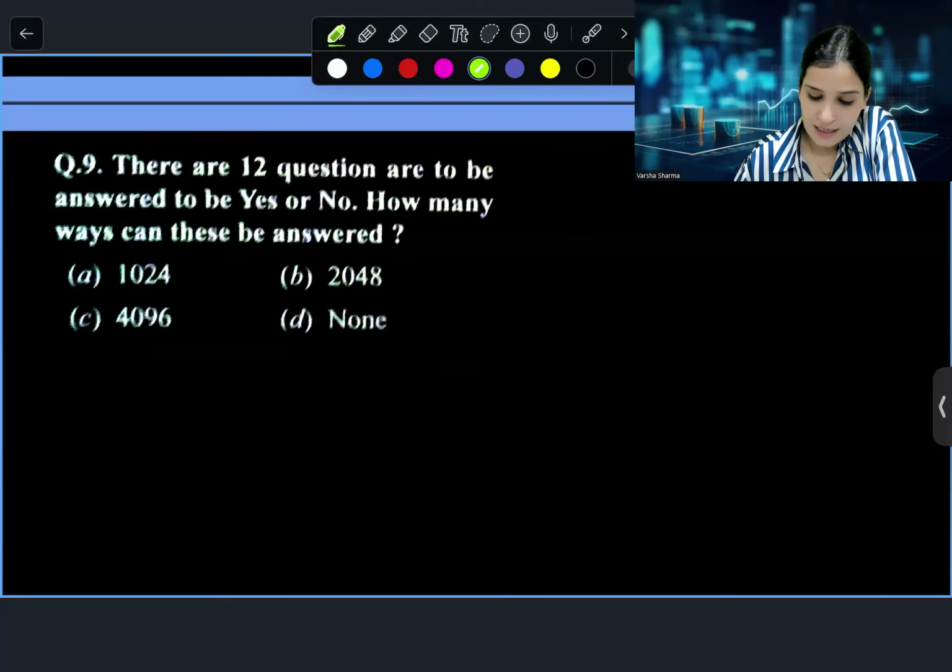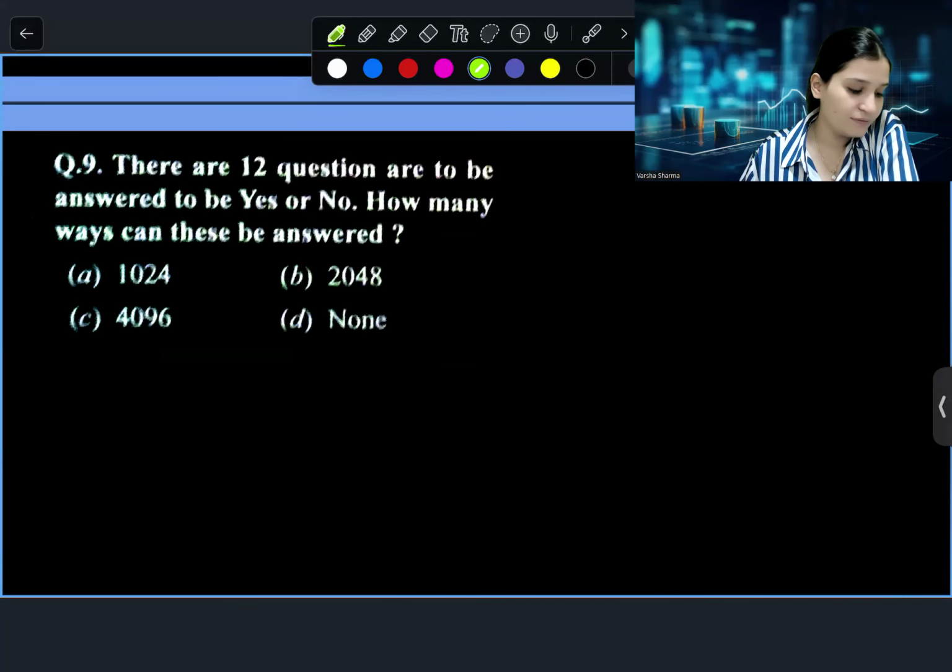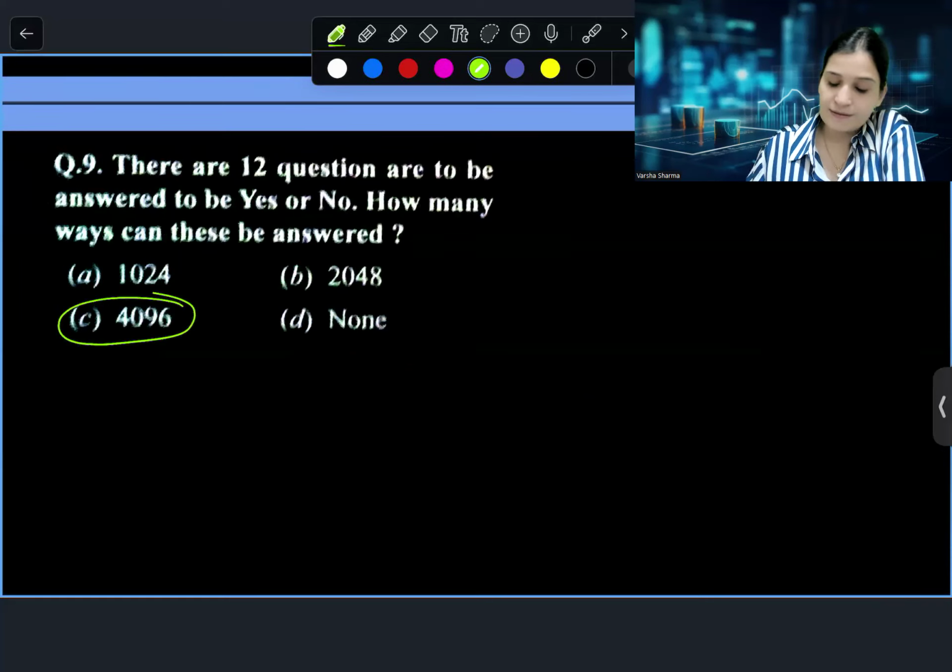12 questions are to be answered as yes or no. How many ways are there? Every question has 2 options, so it will be 2 to the power 12. 4096.